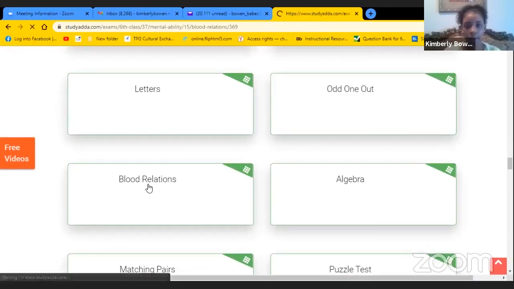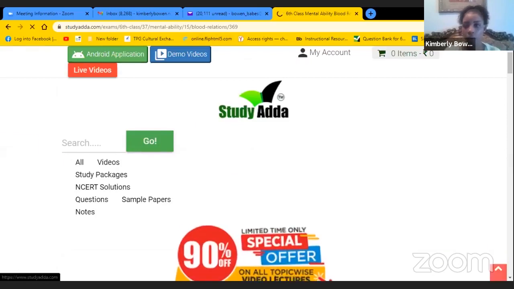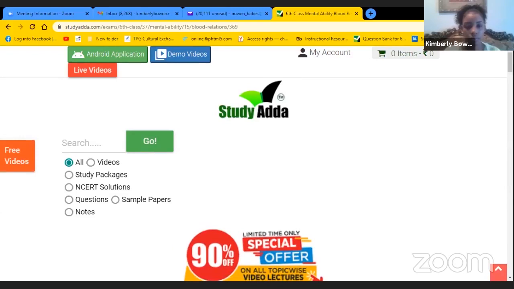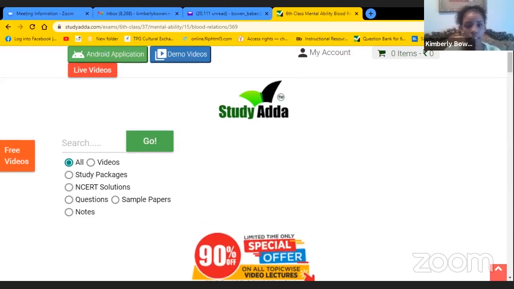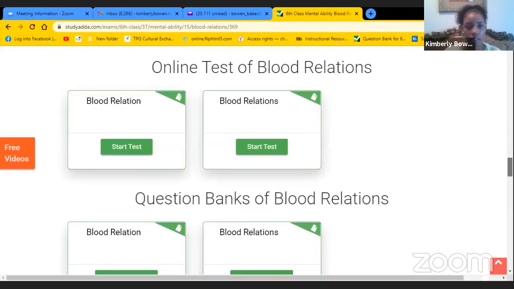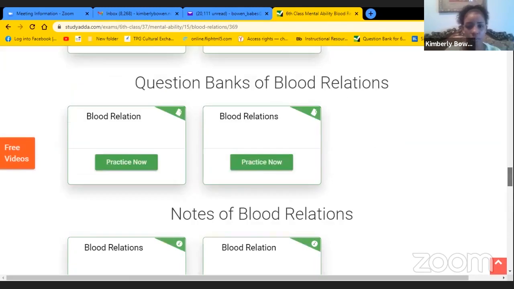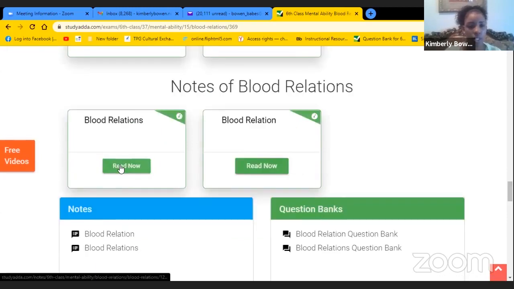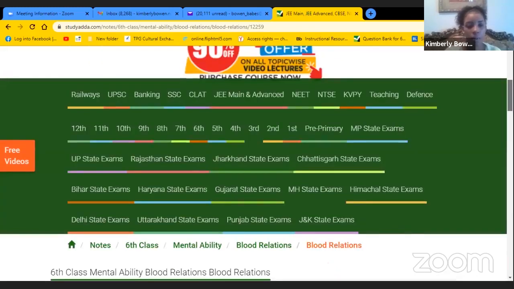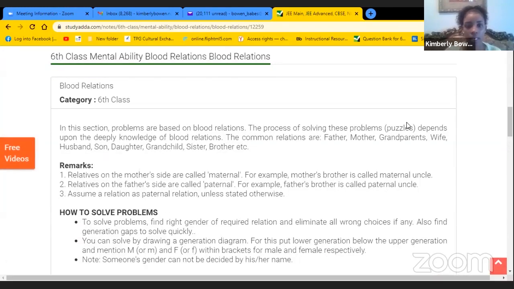So that's where this question that we were looking at on the 2020 ability test paper, blood relations. So we're seeing the notes here. These are the online tests, those are the questions for blood relations, and these are the notes. We can click read now to see the notes. All right, let me go back to the question so I can explain to you what I was referring to.